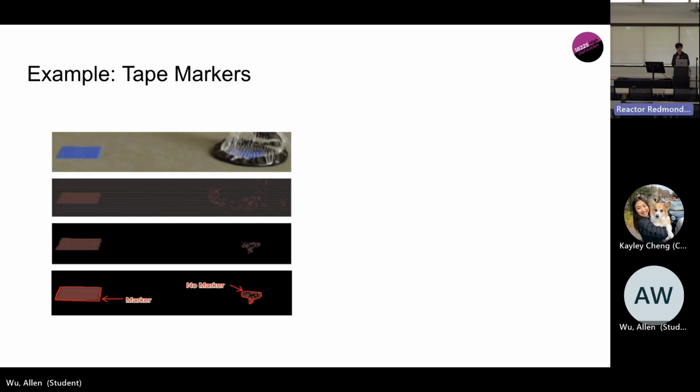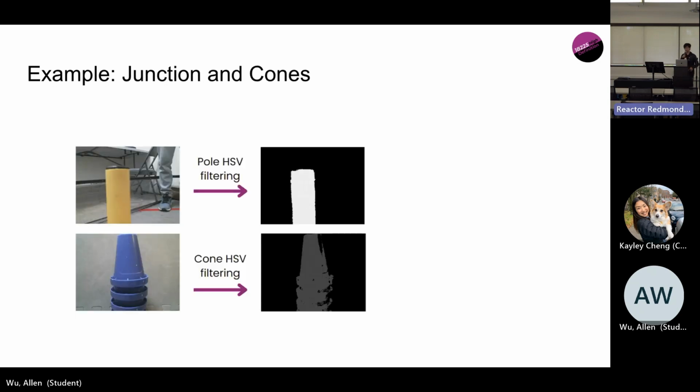This year, we were able to detect junctions, which are the yellow poles, and cones in our autonomous and in our teleop to help us speed things up. So this is what the HSV filtering looks like for different colors. On the upper one, even with stuff in the background, once we filter out yellow, we get a really good boundary of where that pole is. And it's pretty easy to check where the pole is within the image.